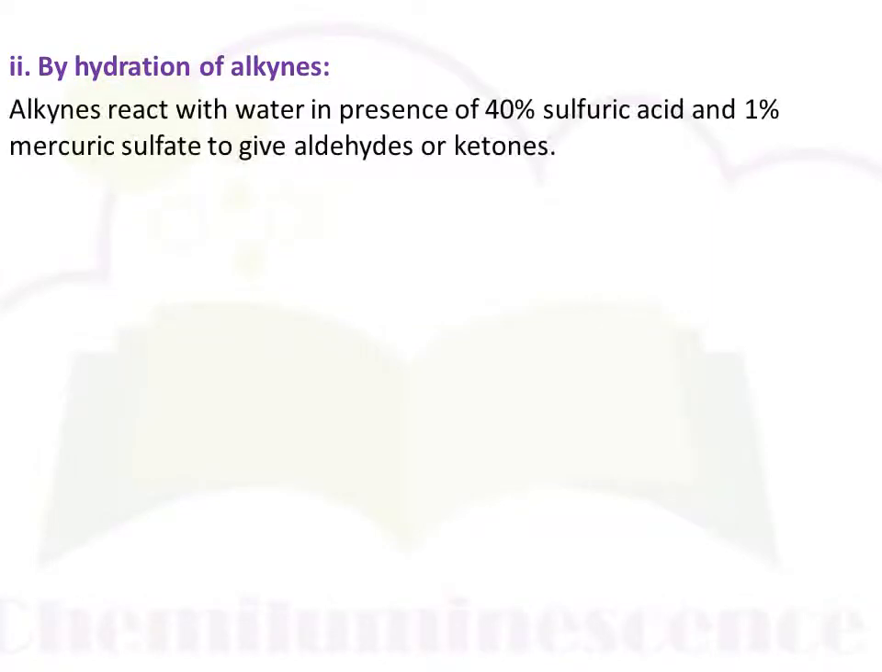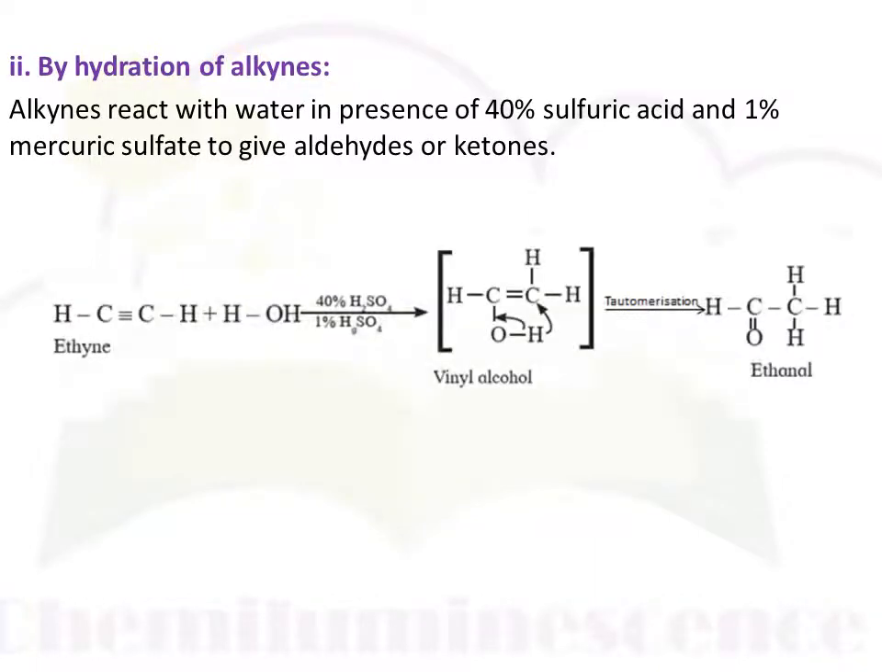Next method of preparation of aldehyde and ketone is by hydration of alkynes. Alkynes means hydrocarbons which contain a carbon-carbon triple bond, and hydration means addition of water. So an alkyne on addition of water in presence of 40% sulfuric acid and 1% mercuric sulfate forms aldehyde and ketone. Here the condition is 40% sulfuric acid and 1% mercuric sulfate. Let's see with the help of an example.